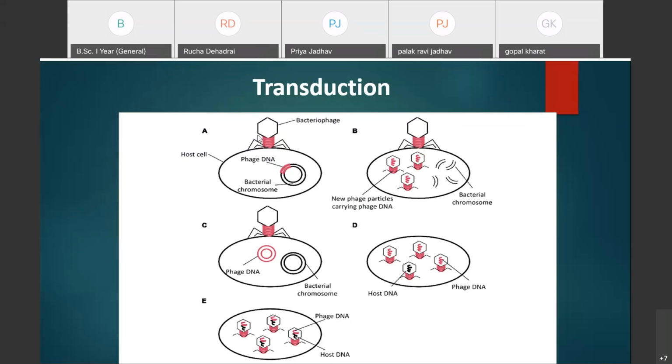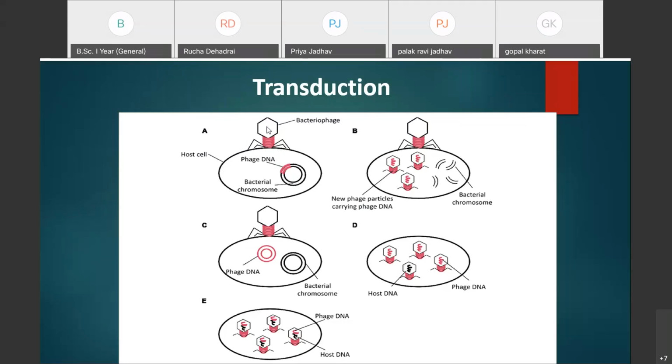We have discussed the multiplication in viruses, and multiplication in viruses takes place by two methods. The first one is the lytic method, and another one is the lysogenic method. Here you can see it is the lytic method of multiplication of the viruses. Here you can see the bacteriophages are adsorbed on the bacterial cell.